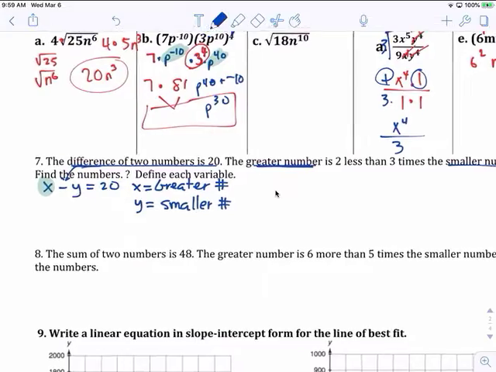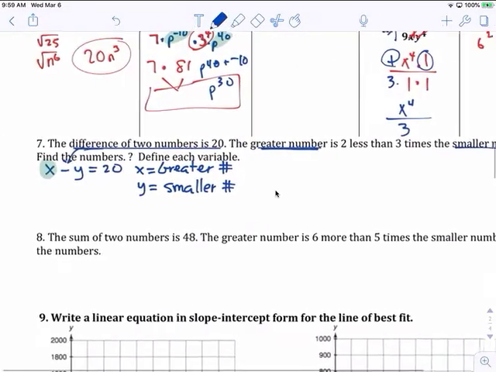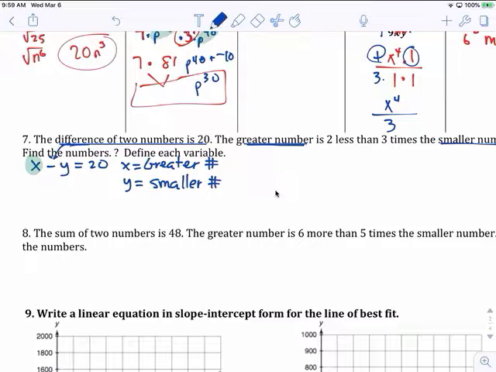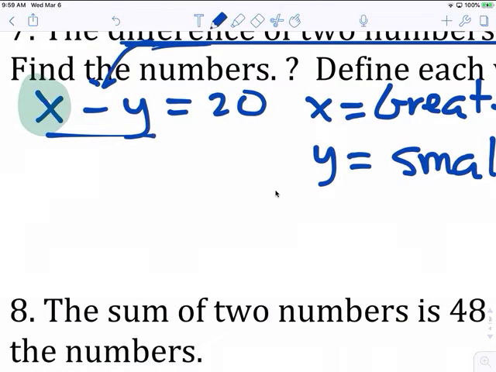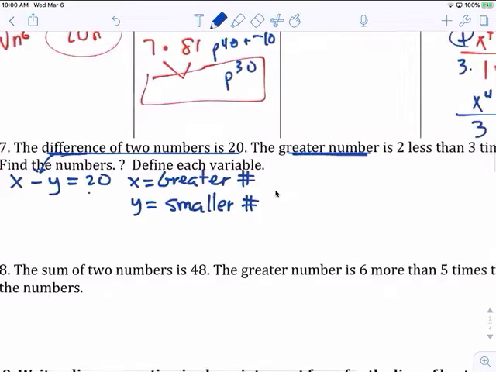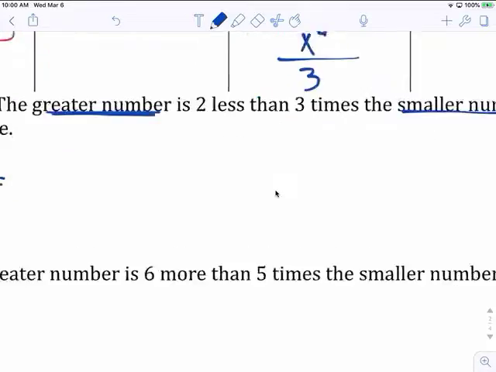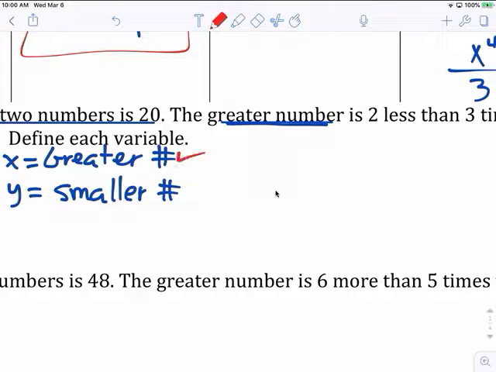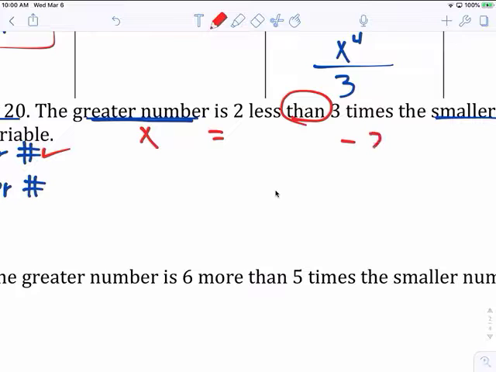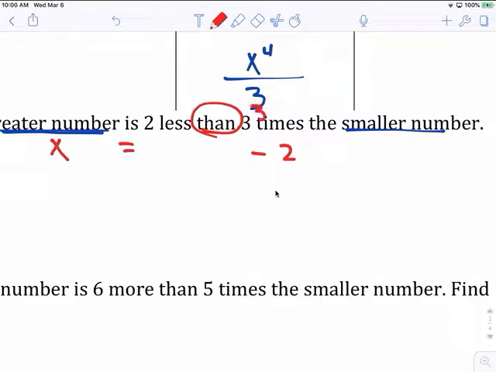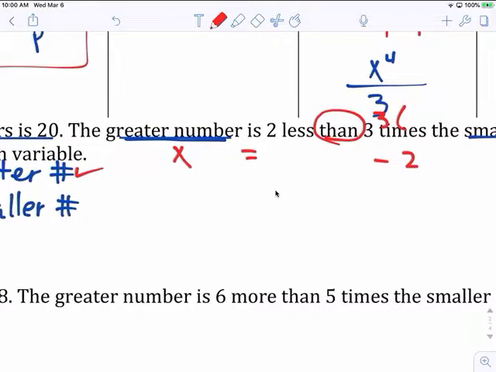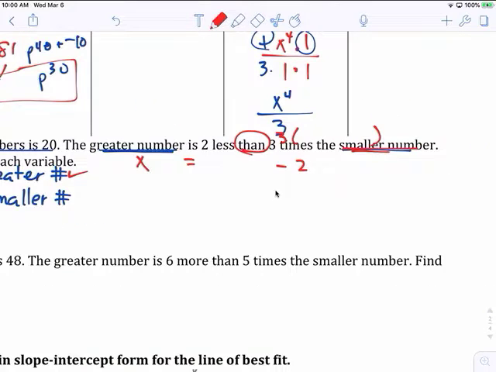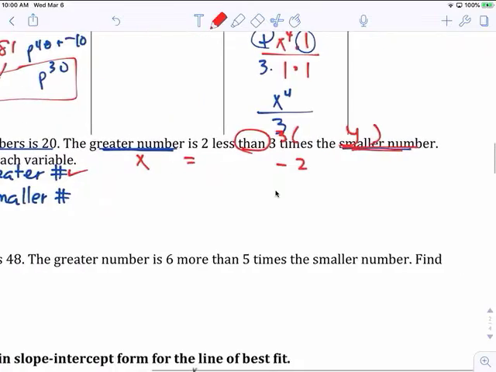Get over this. I know we covered it in class earlier. Okay, so the greater number, y is the smaller number because the big number minus the small number equals 20. Alright? It's important you know that. So the greater number here is letter x, is equal to, flip, minus 2, 3 times the smaller number. Smaller number is y. So 3y.